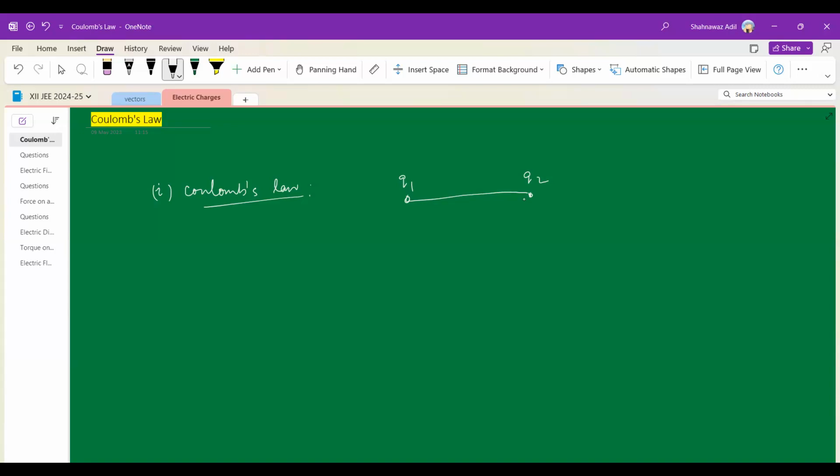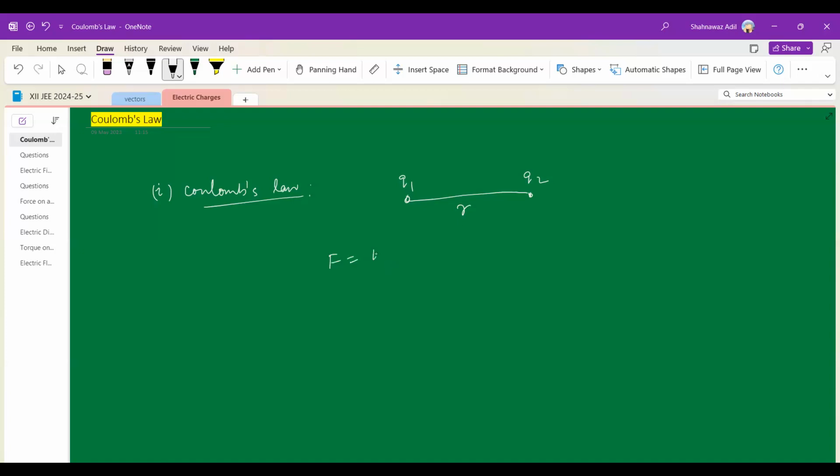They look similar, right? F is G M1 M2 by R square, and F is K Q1 Q2 by R square. But there is one very important difference: gravitational force is always attracting, it will always attract two masses. But Coulomb force can be repulsive or attractive depending upon the charges, right, Rishita? Yes, sir.